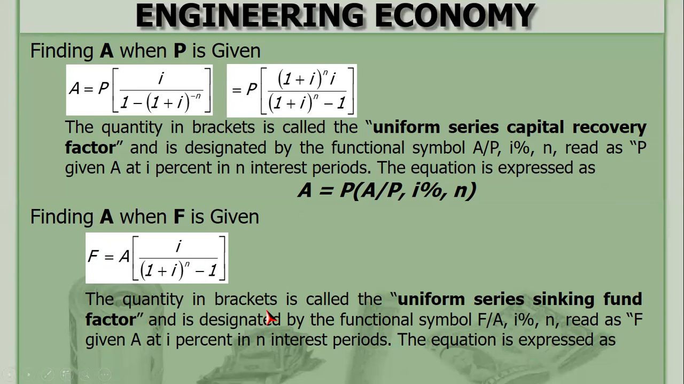So the quantity in brackets is called the uniform series sinking fund factor. This one, correct na. A equals F. A given F at I% in N interest periods. Okay.